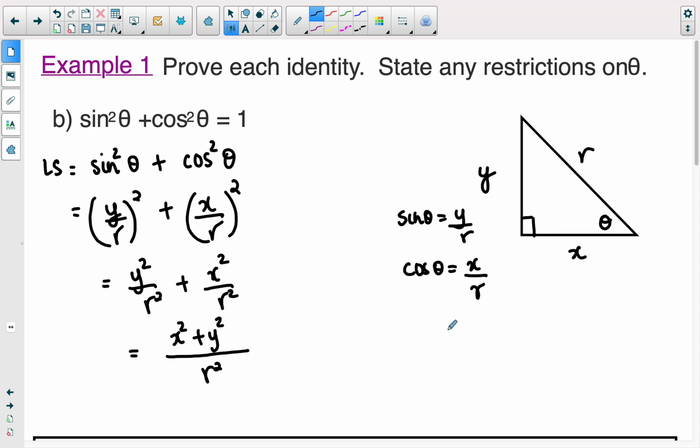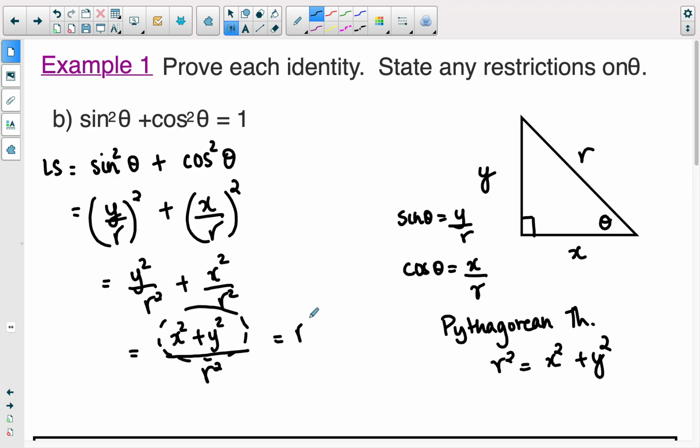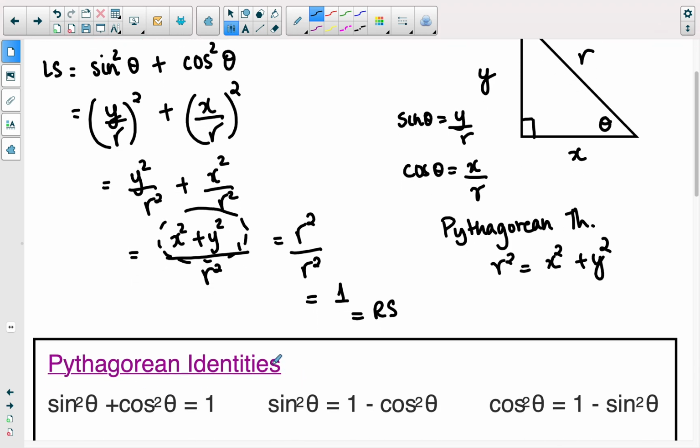And we know from the Pythagorean theorem that r squared, which is the square of the hypotenuse, is equal to the sum of x squared plus y squared. So we can rewrite this numerator as r squared. R squared divided by r squared is 1, which is our right side. So we have proven that sine squared theta plus cos squared theta equals 1. This identity is called a Pythagorean identity.